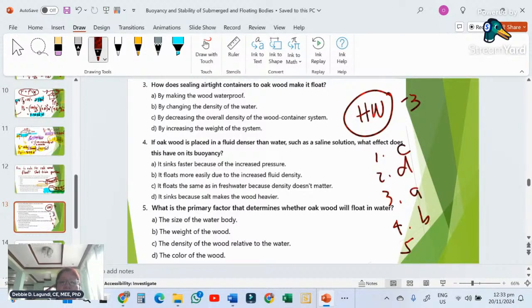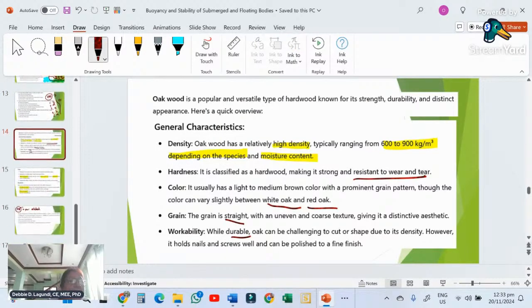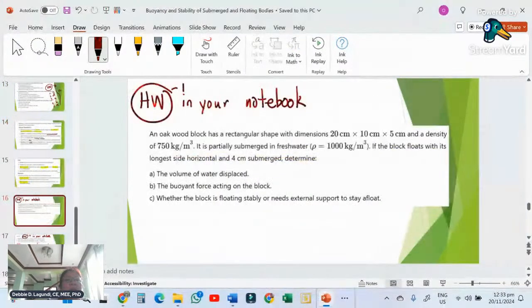Okay, example, letters only. This is homework 3. Answer the trivia questions. Homework 1 in your notebook is similar to what I have discussed. It's also an object in water. Okay, let's not go anywhere else or put any other thing, so you will get the hang of it.